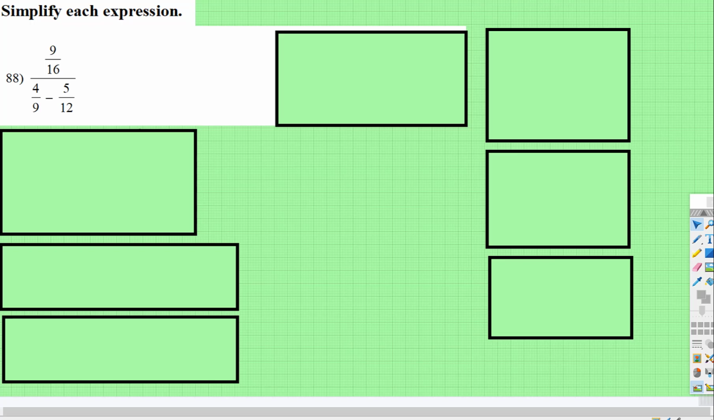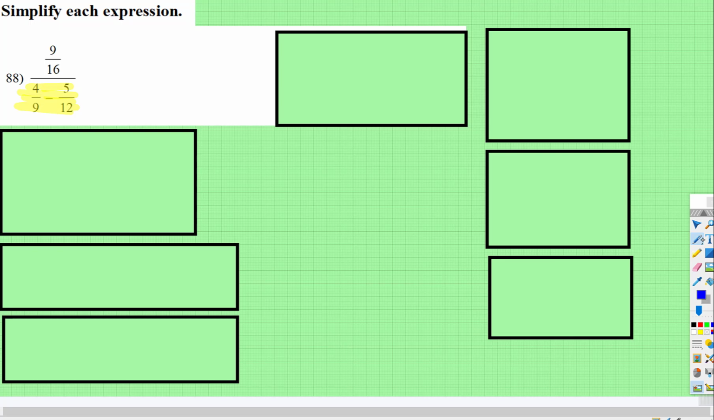Okay, now we have a complex rational expression. Notice we have a numerator that has a fraction, and we have a denominator that not only has a fraction, but it has a fraction that hasn't been simplified because it's two fractions being added together. So the first thing that we're going to do is tackle this piece right here.